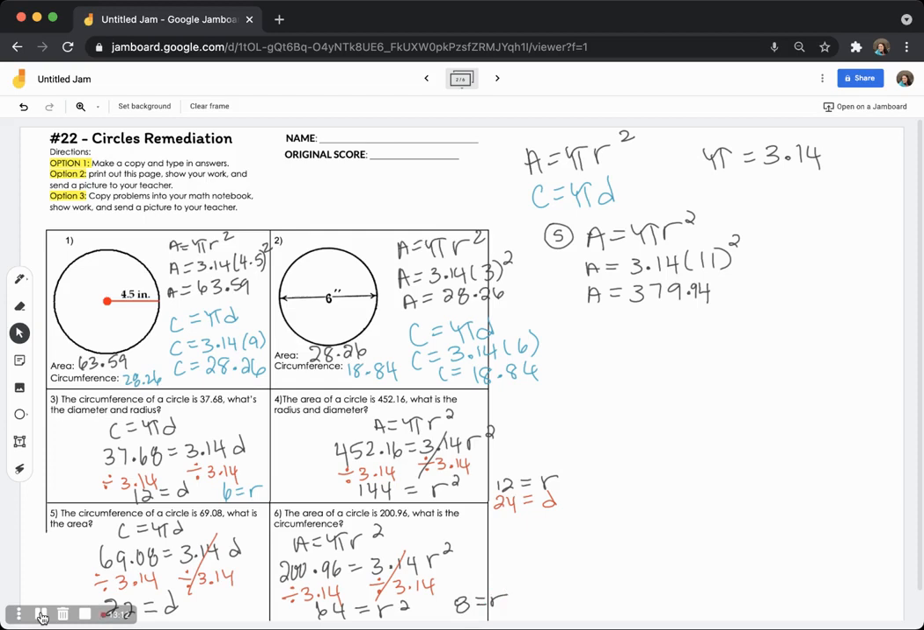Then to get the circumference, I need to do pi times diameter. So if the radius is 8, then the diameter is 16. So 3.14 times 16. And that is going to give us a circumference of 50.24.